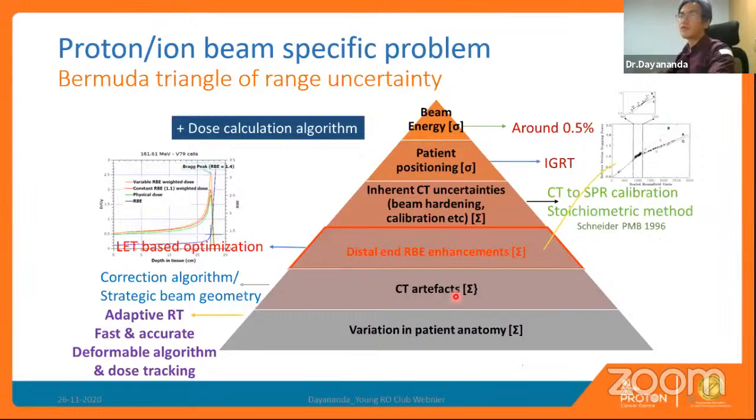So we have to approach each and every step of our treatment planning and delivery process differently compared to photon. And of course, we should understand how to mitigate all these uncertainties, which I am not going to discuss in detail because it is a very lengthy topic. But we have to approach each step differently and very carefully because charged particles are more vulnerable to this kind of uncertainty.